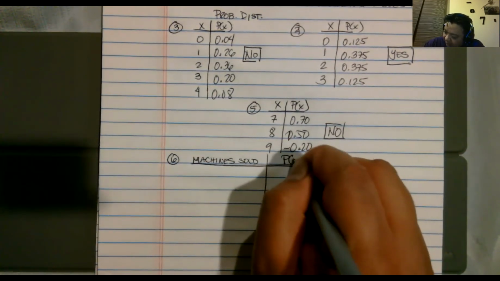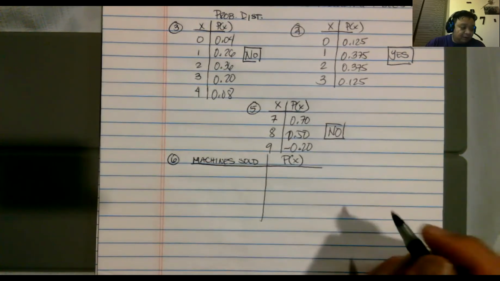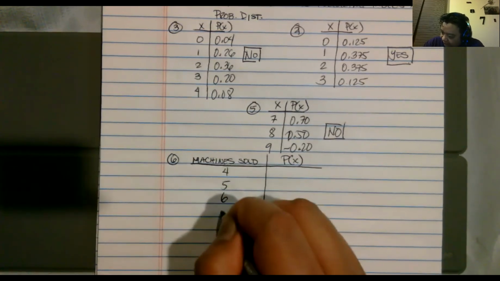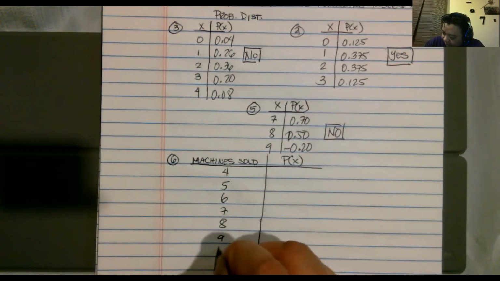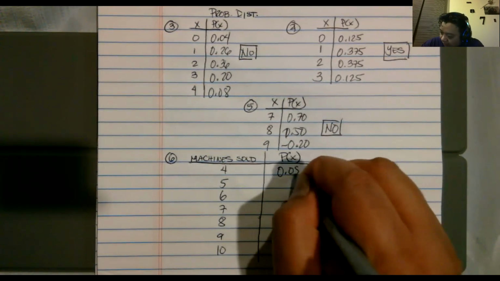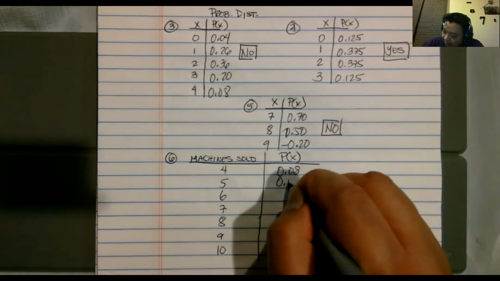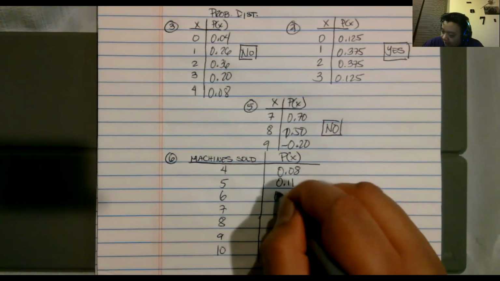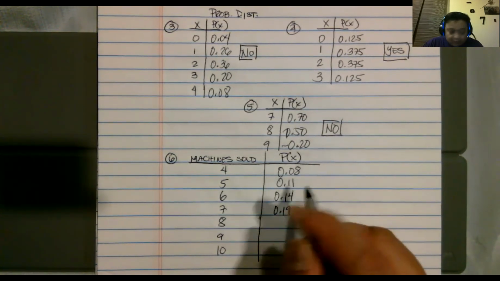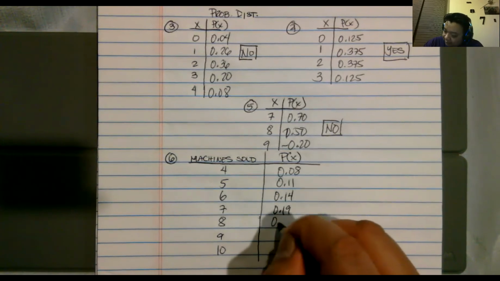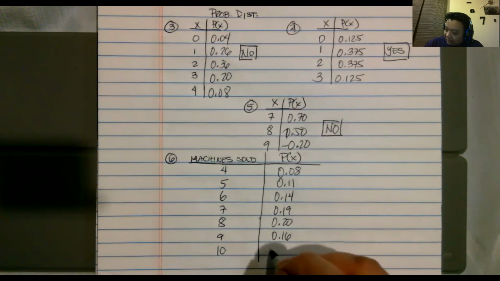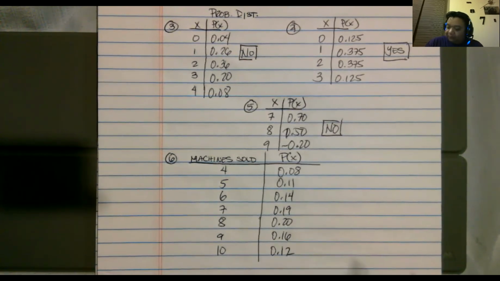And the corresponding probability for that particular value. So I have 4, 5, 6, 7, 8, 9, and then 10. And the corresponding probabilities are 0.08, 0.11, 0.14, okay, 0.19, 0.20, 0.16, and then 0.12. Okay.